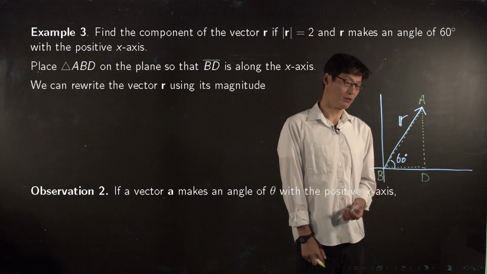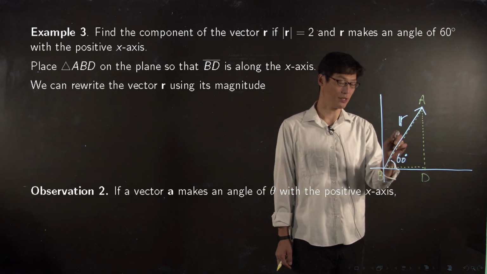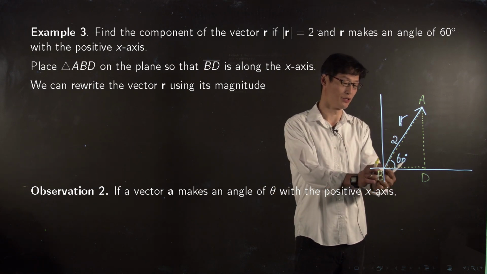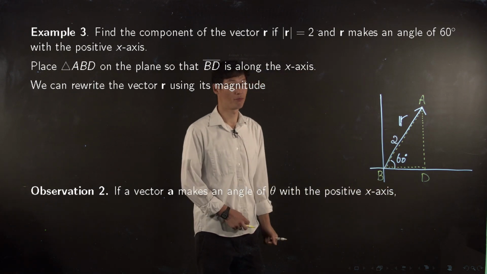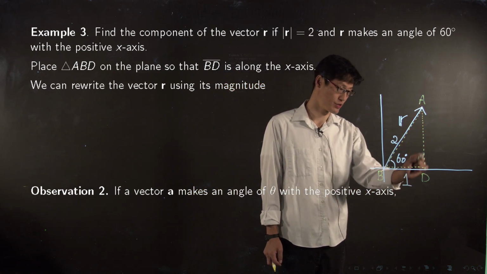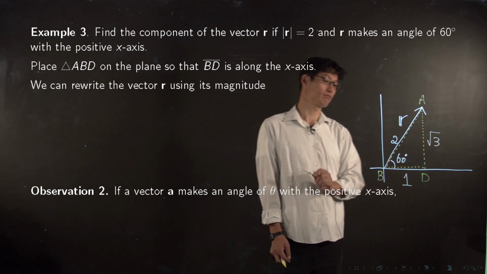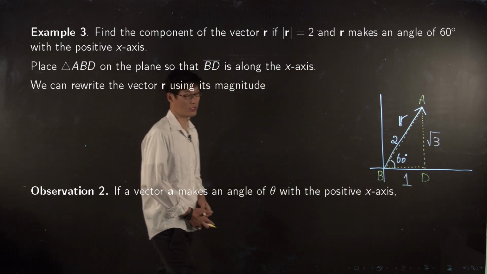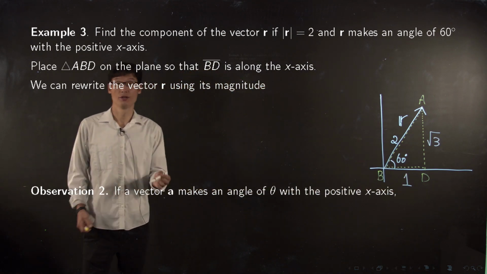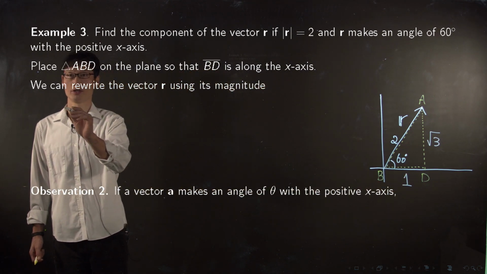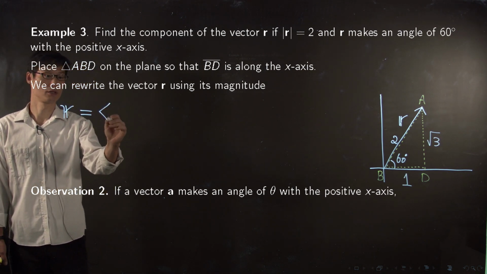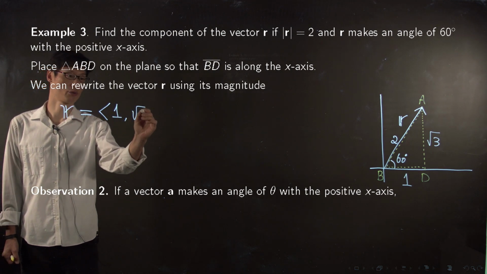And from the labeling, this has magnitude 2. And now that it's 60, you can tell this base has length 1. And then automatically, this height is square root 3. Good. So we find the coordinate. So this terminal point is 1 comma square root 3. So this vector r is 1 comma square root 3.